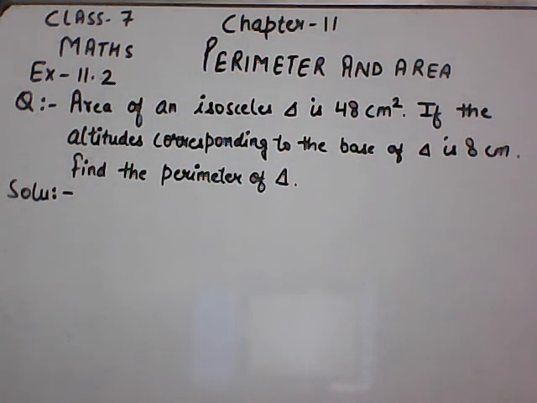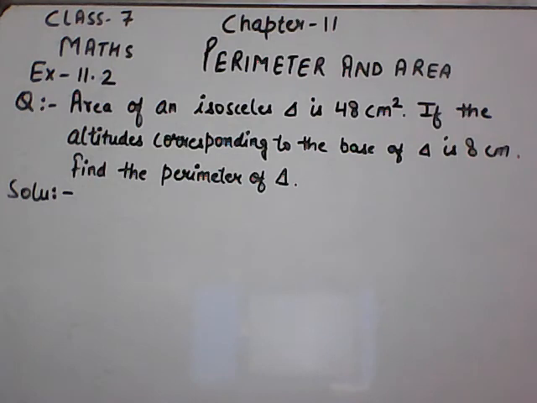Good morning, students. Let's continue our exercise 11.2 of chapter number 11, Perimeter and Area. In this exercise, we will learn some problems related to area of triangles and area of parallelogram. Here, it is given to you that the area of an isosceles triangle is 48 centimeters square.